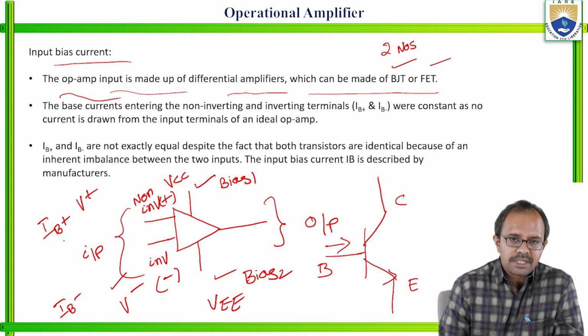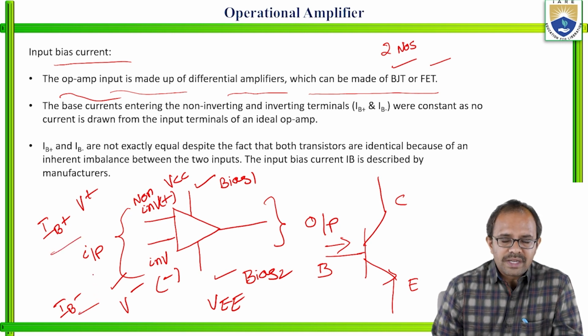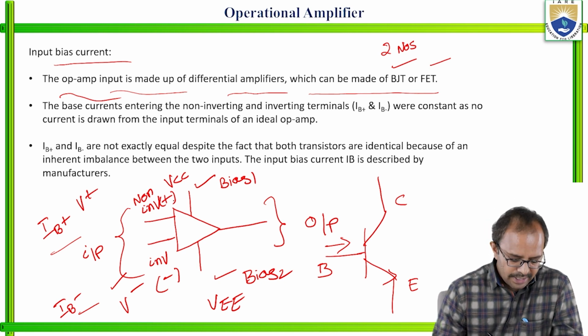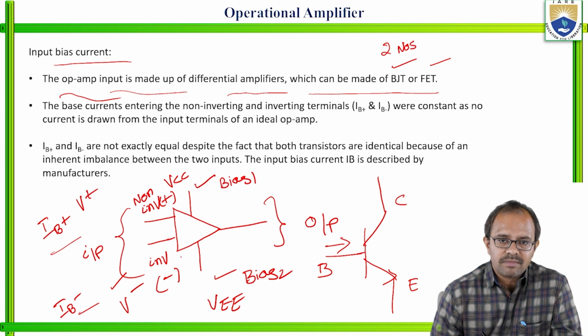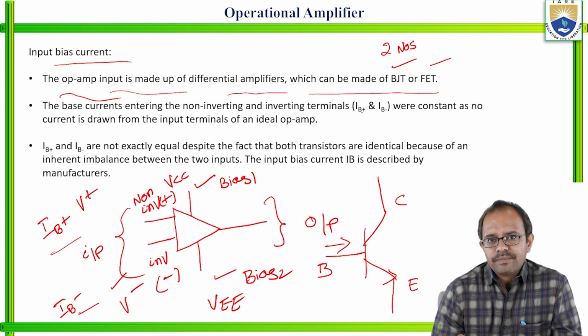Even if you remember, the notation provided here is IB plus and IB minus. What is IB plus and IB minus? What is IB plus? This is the base current across the non-inverting terminal of the op amp, and IB minus is the base current across the inverting terminal of the operational amplifier. That is, the base currents entering the non-inverting and inverting terminals are usually denoted as IB plus and IB minus. IB plus means the base current associated with the non-inverting terminal, and the current associated with the inverting terminal is nothing but IB minus. Right?